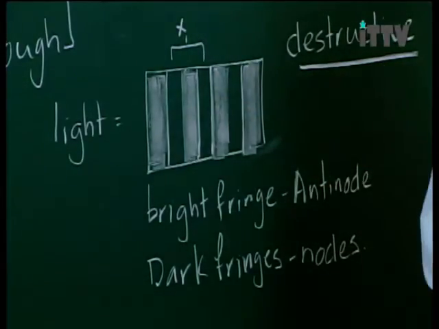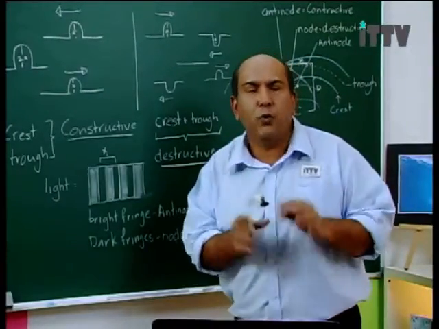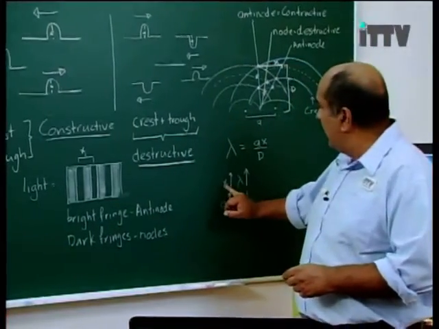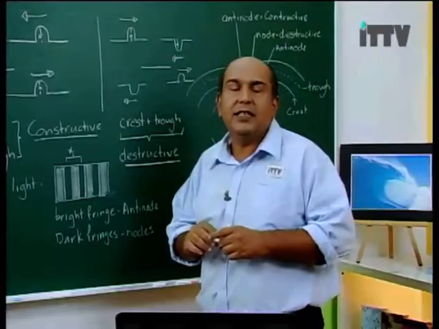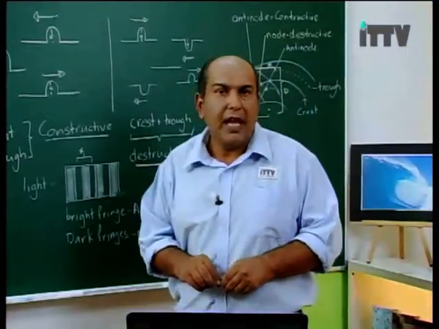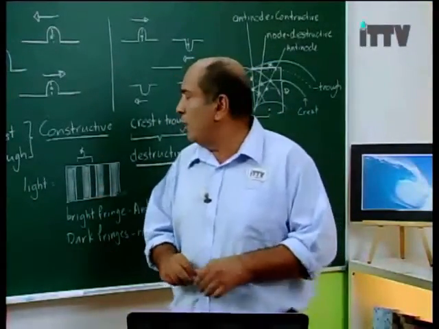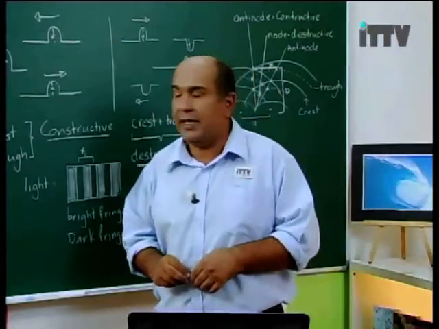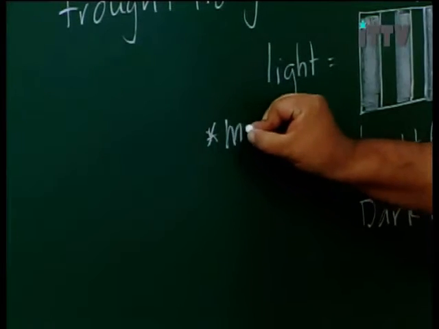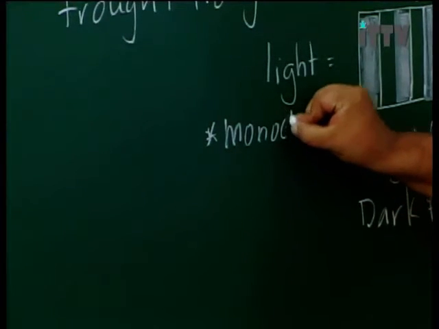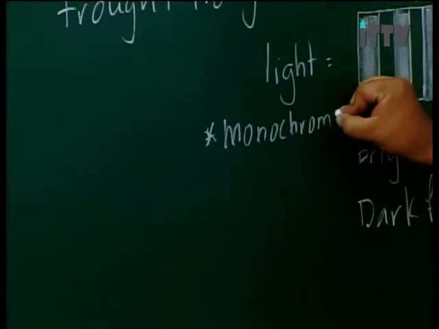Now, a key thing to understand here is the relationship once again between x and lambda. Different colors have different wavelengths, and when we do interference with light, we always use monochromatic light. So let's just make a note here that we must use monochromatic.